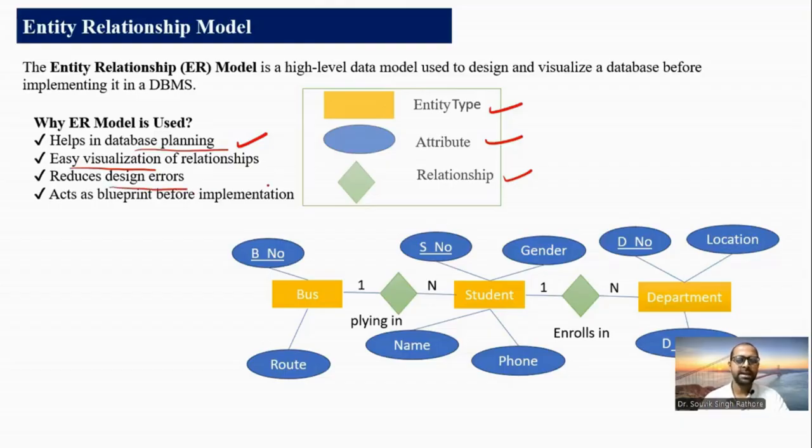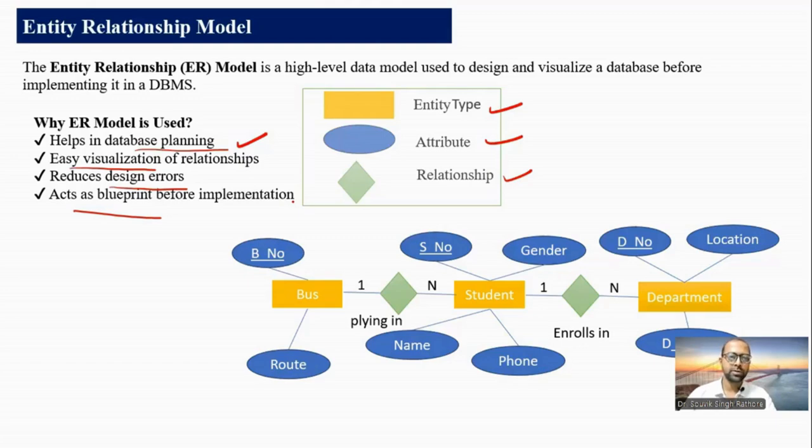The third point is that it reduces design errors. Imagine creating a complete database and later realizing that an important relationship was missing or forgotten. What will happen? Complete havoc, right? Fixing it afterwards becomes very difficult. Therefore, the ER model helps you identify such mistakes before implementation. Finally, it acts as a blueprint, as I have said before. Just like a building blueprint guides the engineers, an ER diagram guides the database developers while creating the tables.